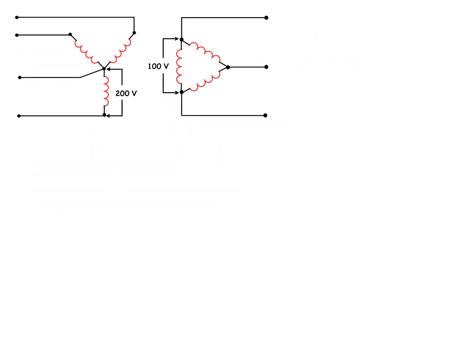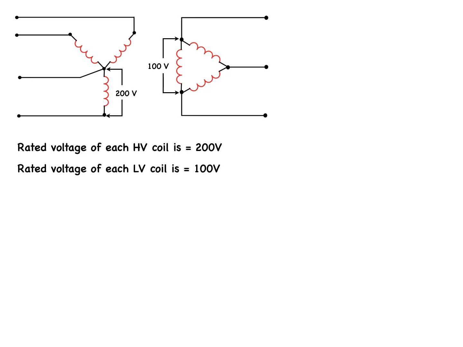Here, the idea is not to exceed the voltage and current ratings of the high voltage and low voltage windings of each single-phase transformer. Now, for each transformer having a rating of 5 kVA, 200 primary volts and 100 secondary volts at 50 hertz, the rated voltage of each high voltage coil or winding is equal to 200 volts. The rating of each low voltage coil or winding is 100 volts.